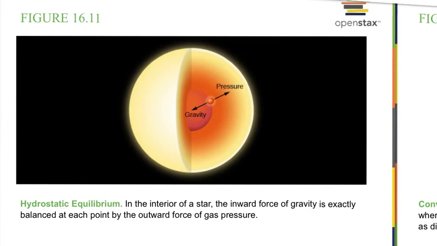In which gravity is pulling in and there's pressure pushing out, and the sun just sort of stays in its position for a long period of time. Actually, the sun is slowly getting a little larger, but very slowly.